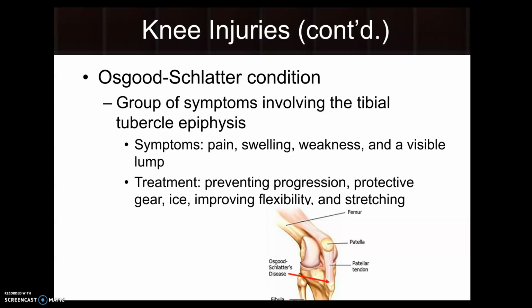Osgood-Schlatter's disease, group of symptoms involving the tibial tubercle. So it's that constant pull of the patellar tendon. The femur is constantly putting a traction force, and you can see that the bone starts to lay down more bone, an exostosis. So Osgood-Schlatter's disease presents as a bony nodule that sticks out of the proximal end of the tibia.